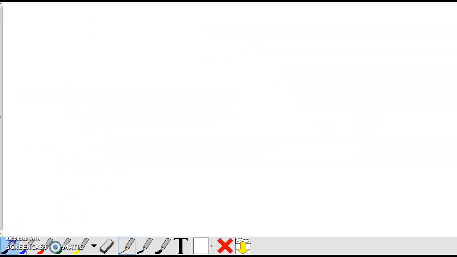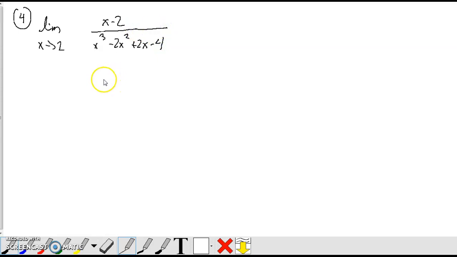Okay, so go ahead, pause the video and try one more dividing out, a little bit challenging like this one. So the limit as x approaches 2 of x minus 2 over x cubed minus 2x squared plus 2x minus 4. So go ahead, pause the video, try this one out, and see what you get.